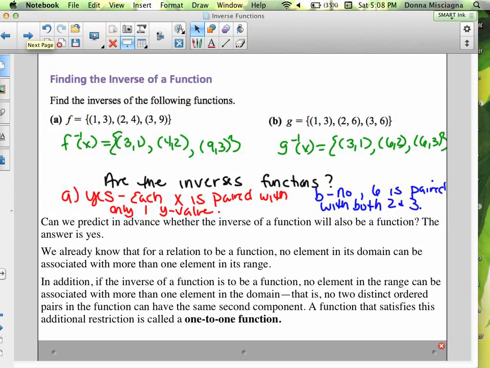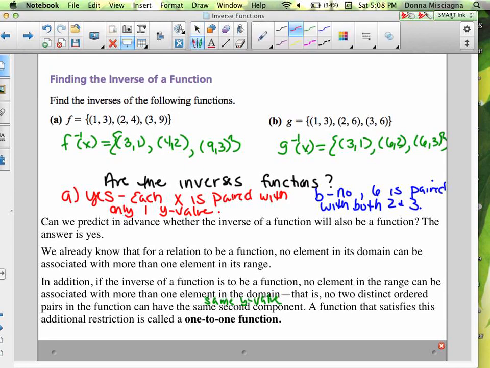Right? So in addition, if the inverse of a function is to be a function, no element in the range can be associated with more than one element in the domain. That is, no 2 distinct ordered pairs in the function can have the same second component. In other words, the same y. A function that satisfies this additional restriction is called a one-to-one function.